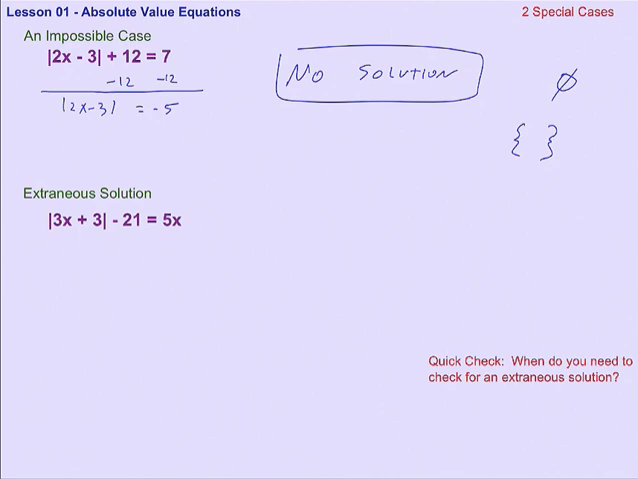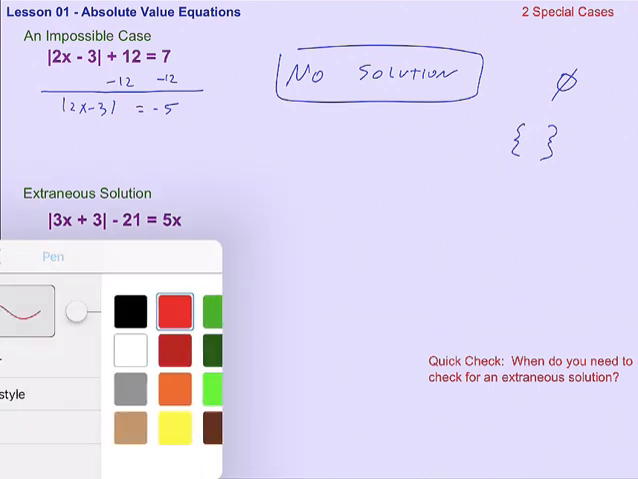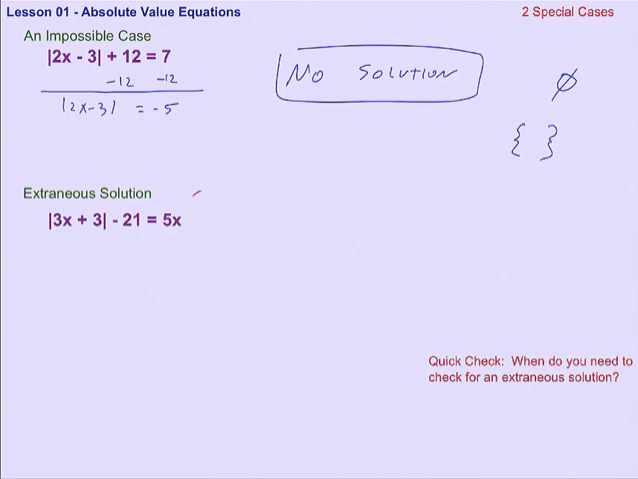Okay. The other example here is a little bit trickier. So take a look at this equation and see what looks different about it. The absolute value of 3x plus 3 minus 21 equals 5x. You might have noticed that there appears to be something extra here. There appears to be an extra x. That unknown shows up a second time. When that happens, you need to beware. Be careful. The process is the same.